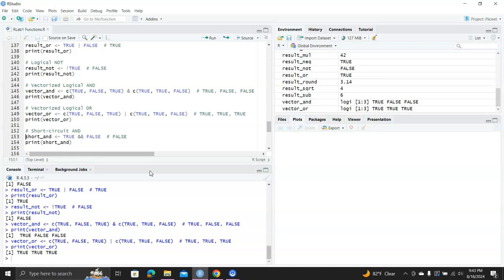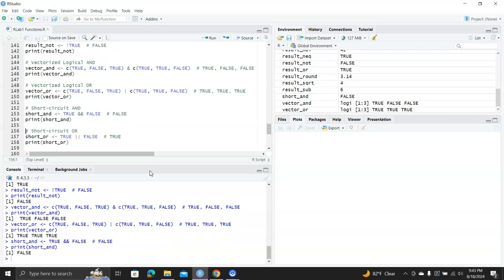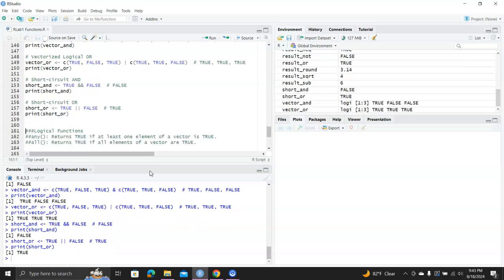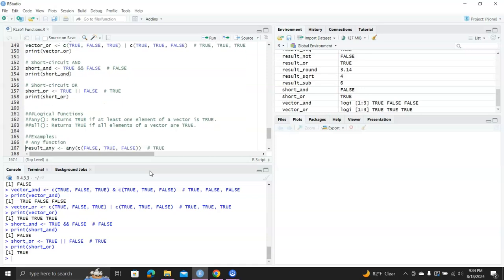Okay. Short circuit AND, basically you're saying true and false. This must be both true, but then it's false. Short circuit OR, you got two vertical bars here, true or false. It's true. Okay. And then you can have logical functions. You have any and all. Any returns true if at least one element of the vector is true. All returns true if all elements of the vector are true.